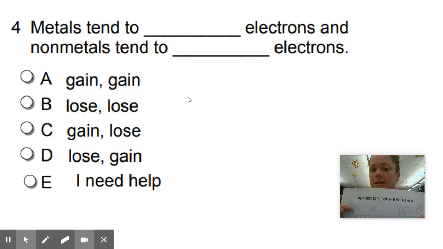So it's more likely that those guys are going to be giving away their valence electrons to share, to kind of give to a non-metal, which is over here, because they have more valence electrons. So they're bigger, they're fuller, so it's more likely that these guys are going to give or lose their valence electrons, and these are going to gain their valence electrons from here. So that would be metals tend to lose and non-metals tend to gain.